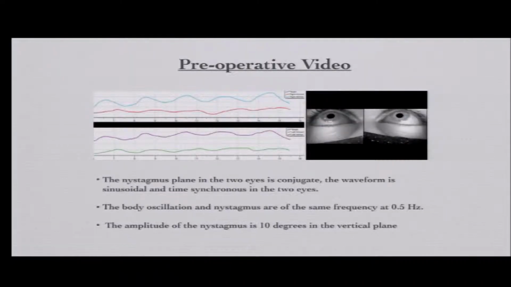The nystagmus plane in the two eyes is conjugate, the waveform is sinusoidal as you see, and it is time synchronous in the two eyes. One important feature is that the body oscillation and the nystagmus are of the same frequency, around 0.5 Hz. The amplitude of the nystagmus is 10 degrees in the vertical plane.